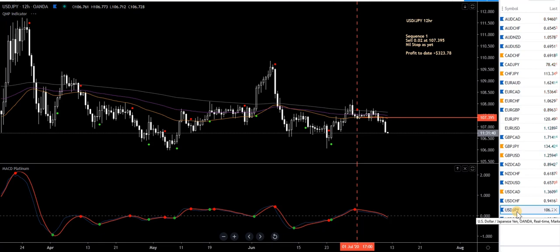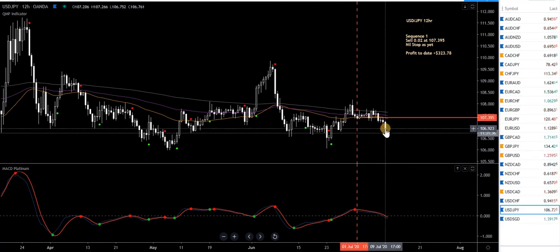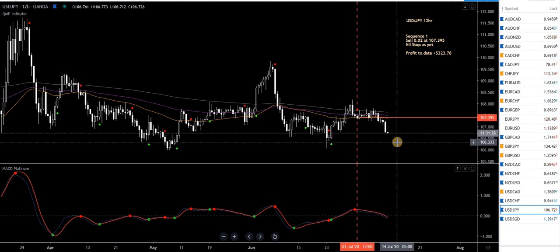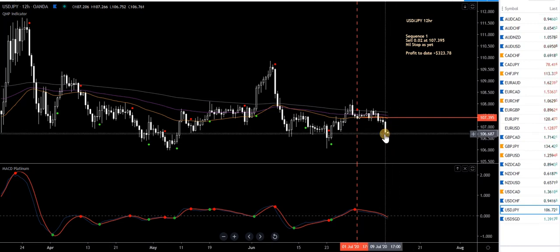USD Japanese yen in a sell here, going nicely. Just about through, well, you can say it's on the zero level of MACD platinum now. I could probably take half now, but it's a big bearish candle, so I'll give it another 12 hours, which will take me through to Monday tonight and see how we go.